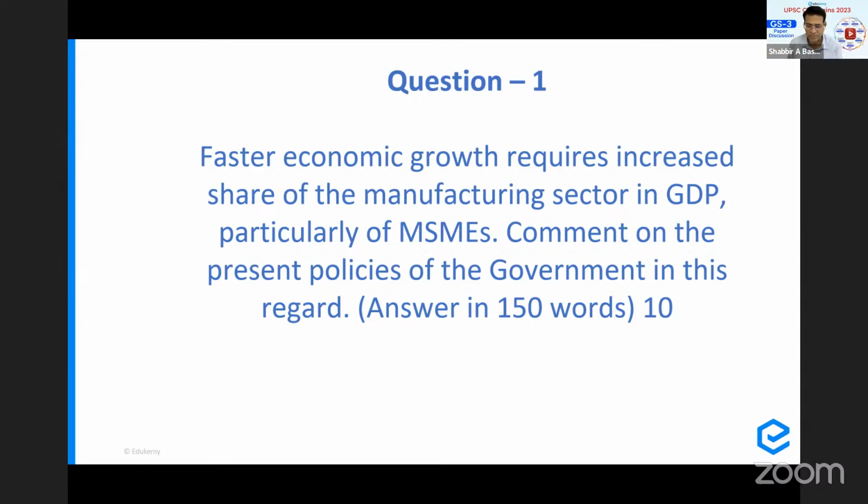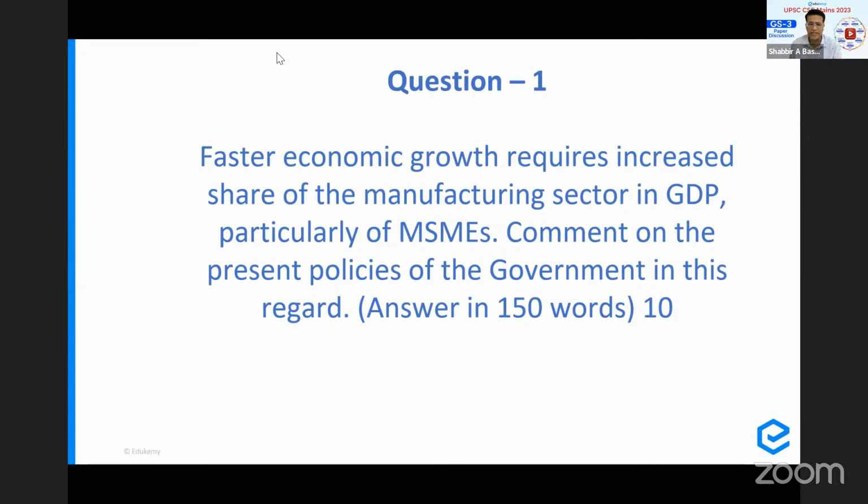Quite a complete discussion. Question number 2. I think this is an easier one, but again, a trap in some ways. What is the status of digitization of Indian economy? Examine the problems faced in this regard and suggest improvements for this.